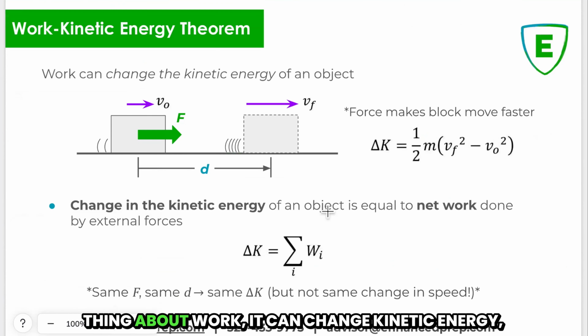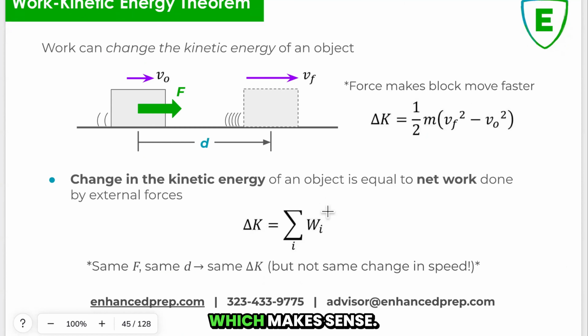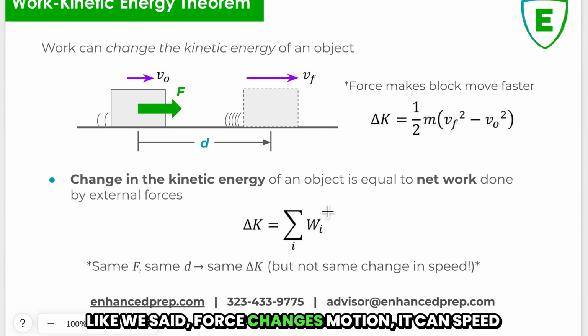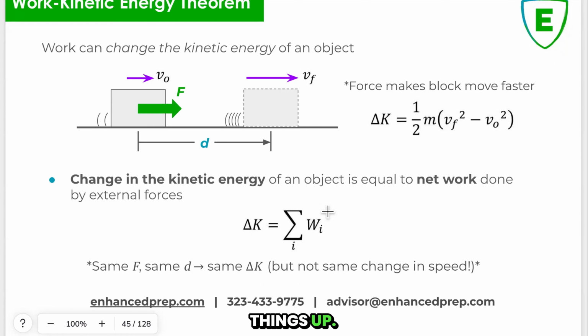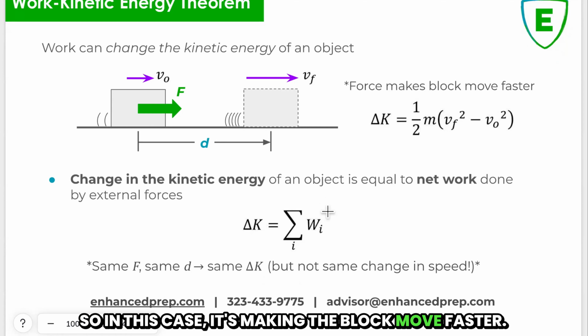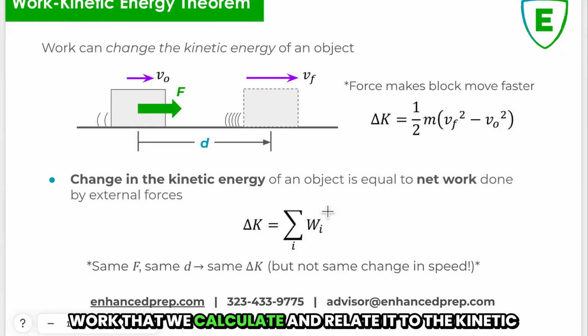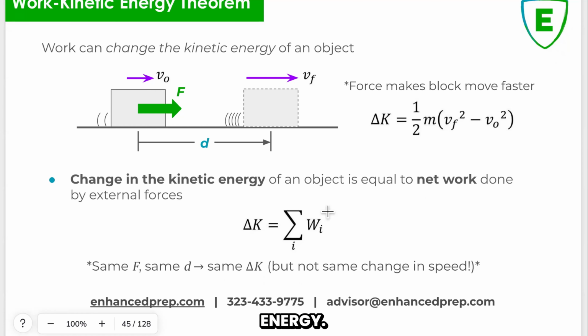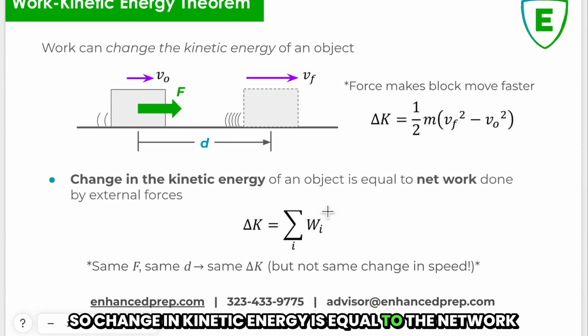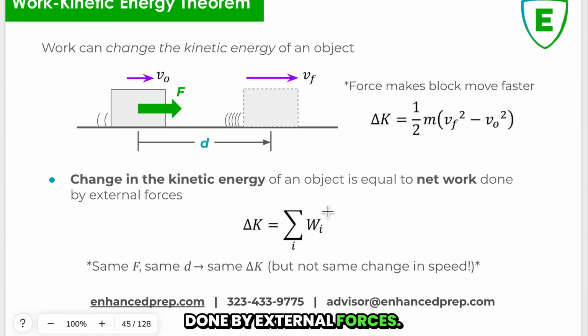All right. Thing about work, it can change kinetic energy, which makes sense. Like we said, force changes motion, it can speed things up. So in this case, it's making the block move faster. And to figure out how much faster, we can use that work that we calculate and relate it to the kinetic energy. So change in kinetic energy is equal to the net work done by external forces.